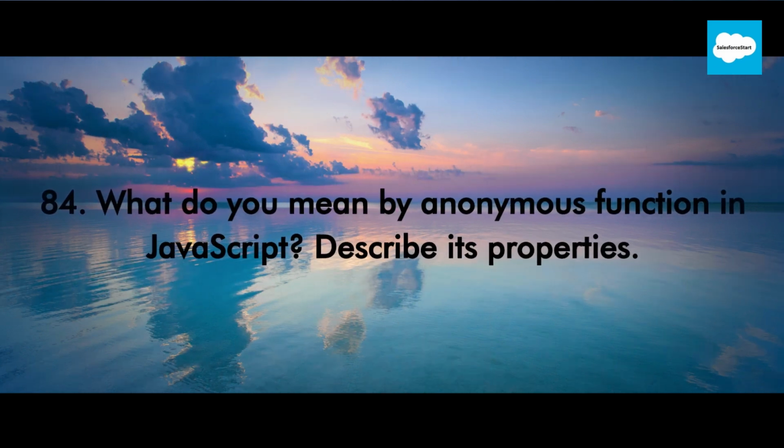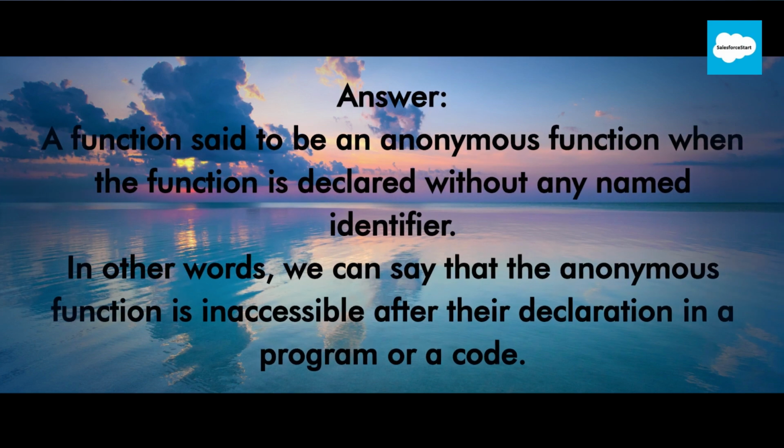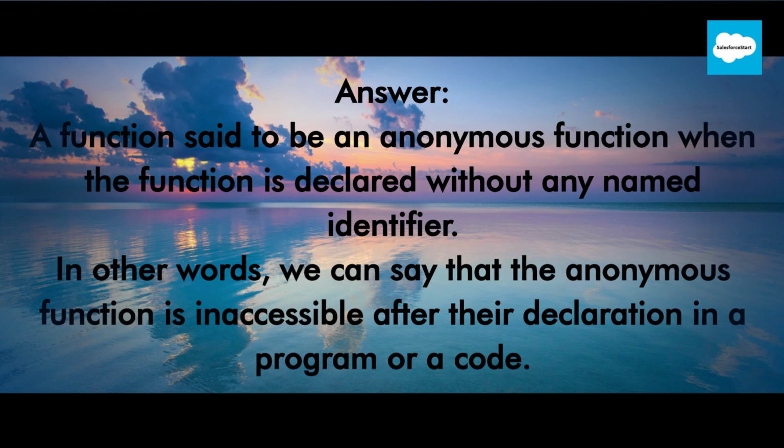84. What do you mean by anonymous function in JavaScript? Describe its properties. Answer. A function is said to be an anonymous function when the function is declared without any named identifier. In other words, we can say that the anonymous function is inaccessible after its declaration in a program or code.